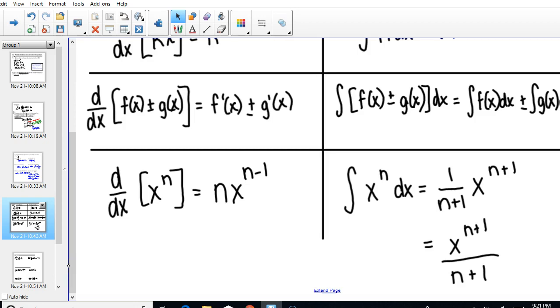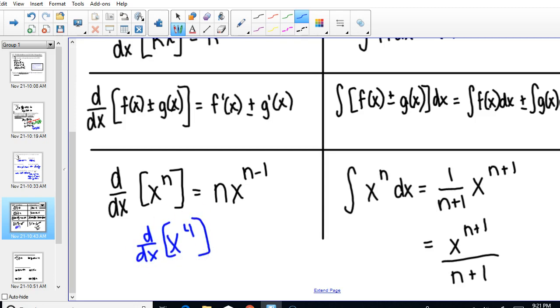The last thing that we have here is our power rule. When we take the derivative of x to any power, we subtract 1 from the exponent and we multiply out front by that number that we had. So for example, if I have x to the 4th power, whenever I take the derivative of that, I just multiply out front by 4, which would be that n there. Then I'd have x to the 4 minus 1, which would be 3.